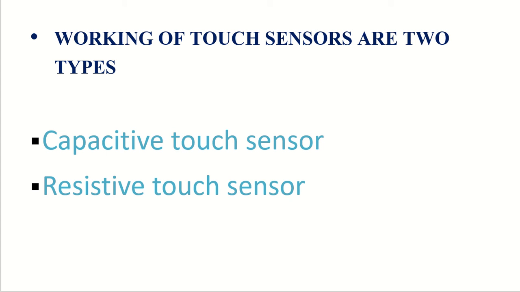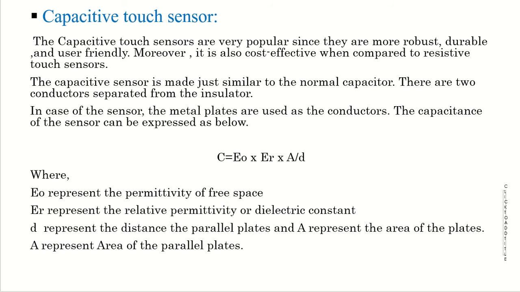Touch sensors are of two types: capacitive touch sensor and resistive touch sensor. Capacitive touch sensors are very popular since they are more robust, durable, and user friendly. Moreover, they are also cost effective when compared to resistive touch sensors. The capacitive sensor is made just like a normal capacitor. There are two conductors separated by an insulator. In the case of the sensor, metal plates are used as the conductors.